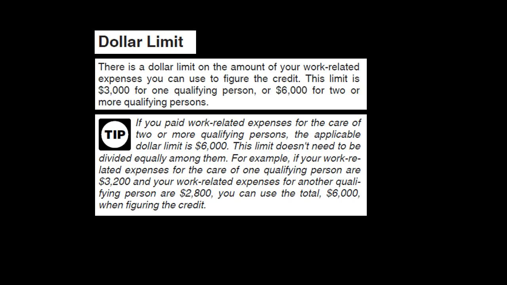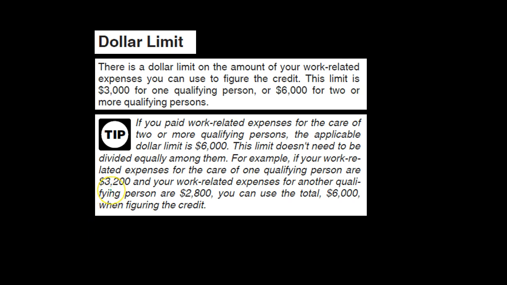Back to the text. Tip. If you paid work-related expenses for the care of two or more qualified persons, the applicable dollar amount is $6,000. This limit doesn't need to be divided equally among them. For example, if your work-related expenses for the care of one qualifying person was $3,200 and your work-related expenses for another qualifying person was $2,800, you can use the total $6,000 when figuring the credit.